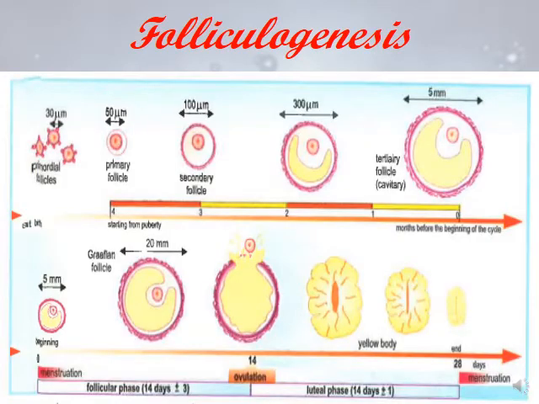This is the process of follicular genesis, and we have primordial first, then primary, secondary, tertiary, and cavitary, and we have the Graafian follicle where the rupture and the release will occur at day 14, which is due to ovulation. Here we have the yellow body, and finally the menstruation. The cycle of the female lasts about 28 to 35 days. We have the follicular phase, and then the luteal phase.